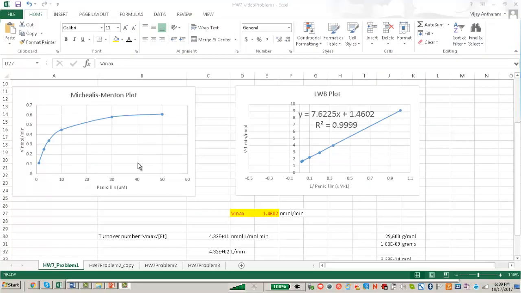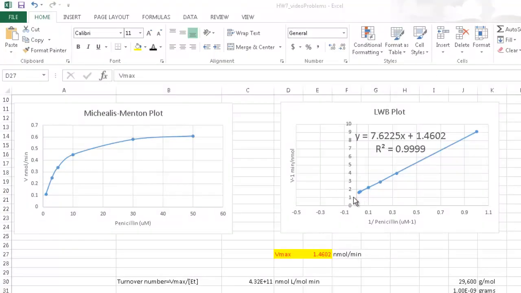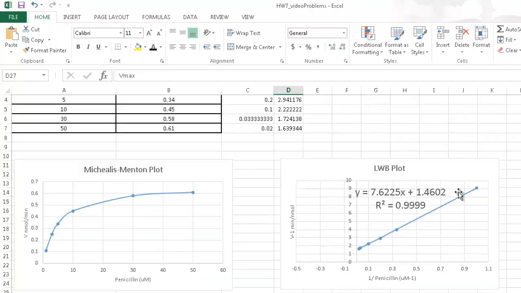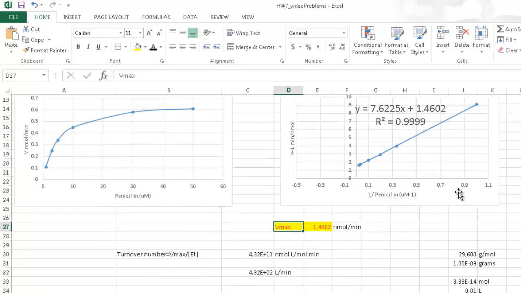Vmax is this asymptote region. As you determine the y-intercept, where this crosses the y-axis, the x value is going to be 0. So plugging in x equals 0 here, you get y equal to 1.462. So 1.462 nanomoles per minute, make sure you are aware of the units, is your Vmax.